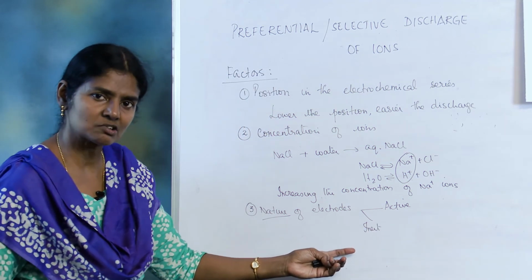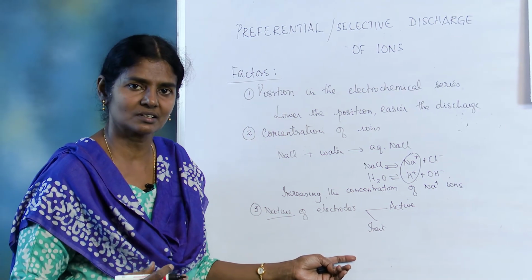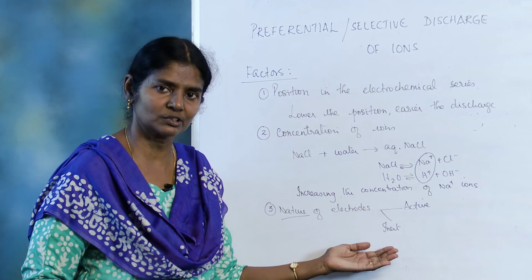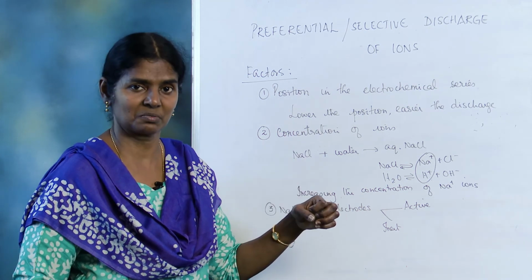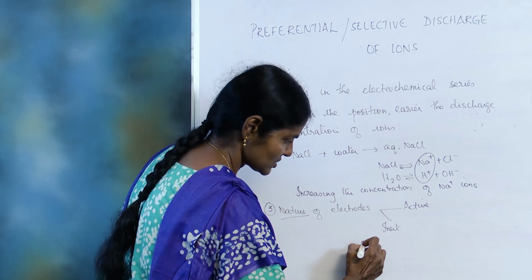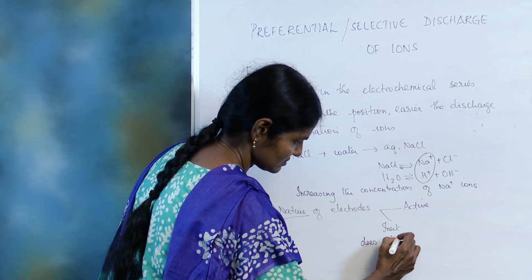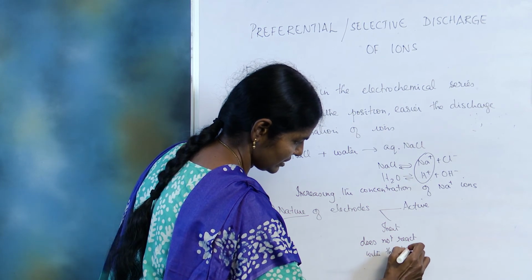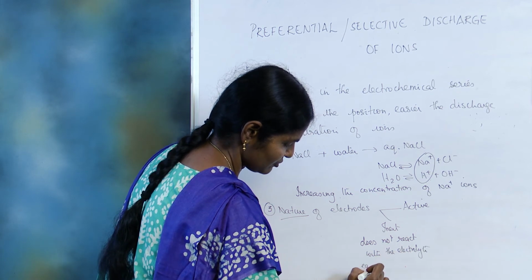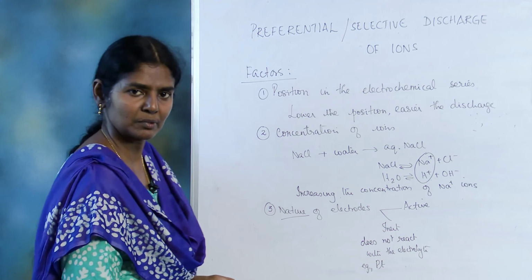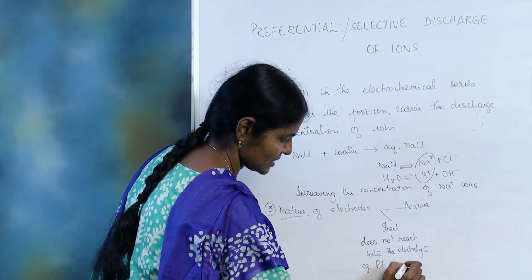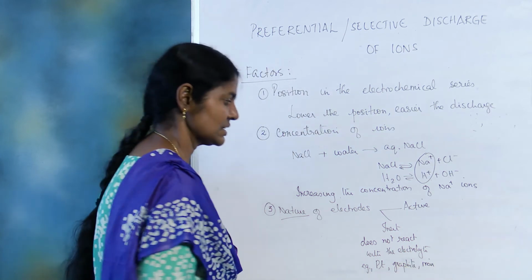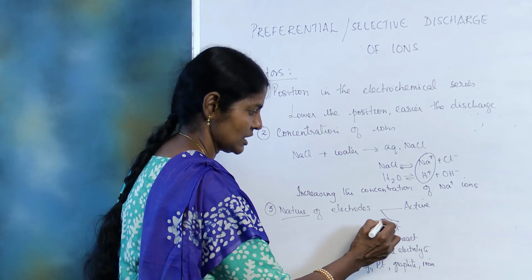What do you mean by an inert electrode? As the word says, inert means inactive. Whenever you have an inert electrode, it will not be attacked by the electrolyte. It does not react with the electrolyte. That is called an inert electrode. An example for this is platinum, graphite, and so on. These are all inert electrodes.